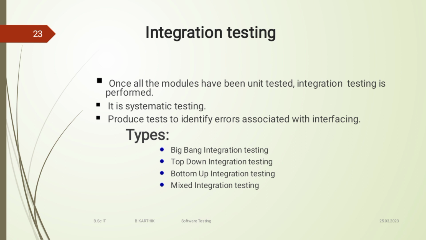In integration testing, we use two components or modules to check whether they are working or not. Once all the modules have been unit tested, integration testing is performed. It is systematic testing that produces tests to identify the errors associated with the interfacing. The types are Big Bang integration testing, top down integration testing, bottom up integration testing, and mixed integration testing.